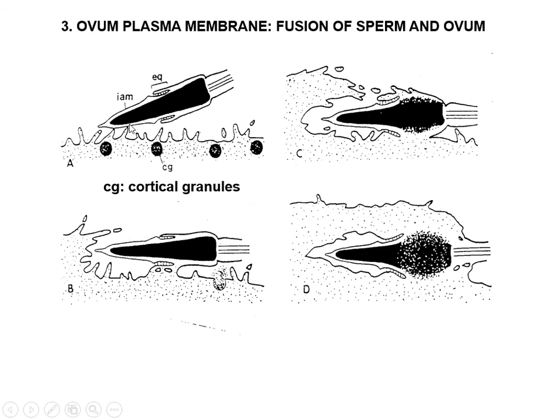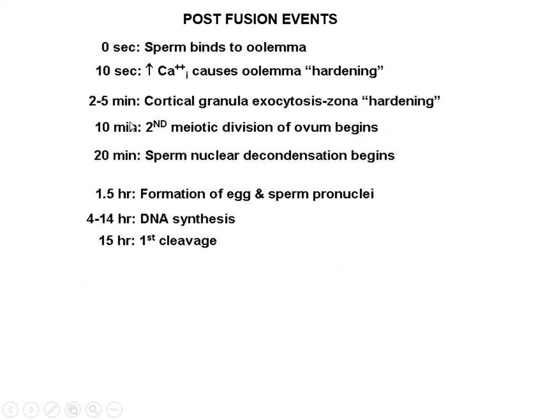Okay, so we've gotten fertilization completed. This lists a timeline of important events that occur immediately after fusion of the sperm membrane with the plasma membrane of the ovum. So very rapidly you get an increase in calcium inside the ovum, and this causes a process known as zonal lamination, which is just a fancy word for hardening of the plasma membrane of the ovum.